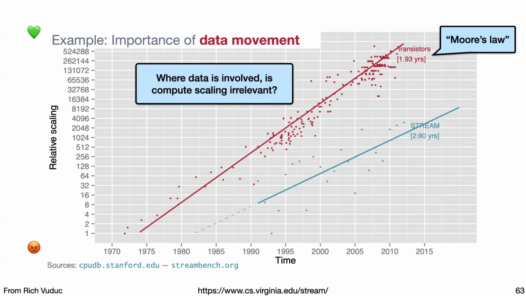Yeah, this is a philosophical question: where data is involved, is compute scaling irrelevant? For example, even if it's 5x per year for your users, if your memory is still bottlenecked here, does it matter so much? Maybe. I don't know. You can tell me later after the course.